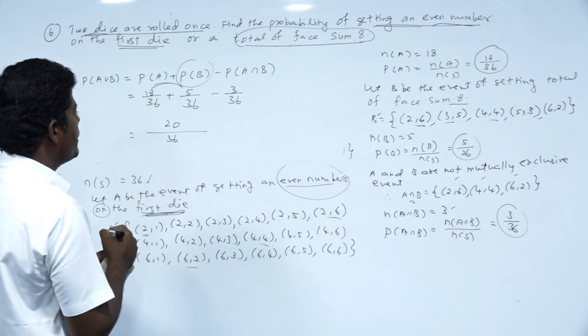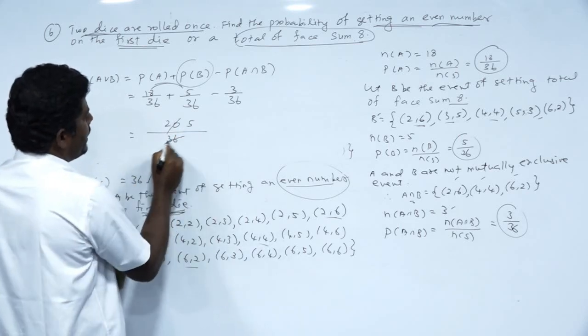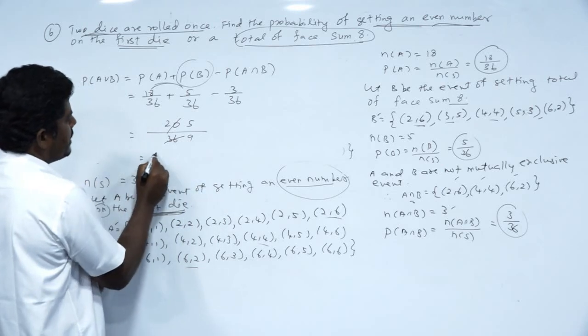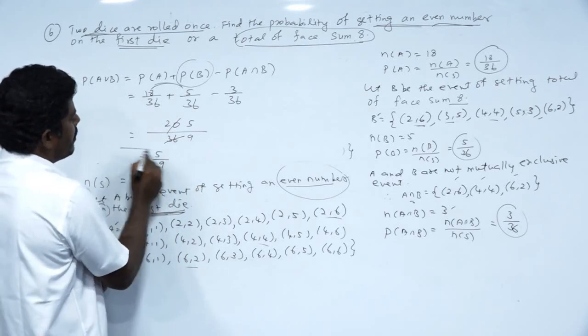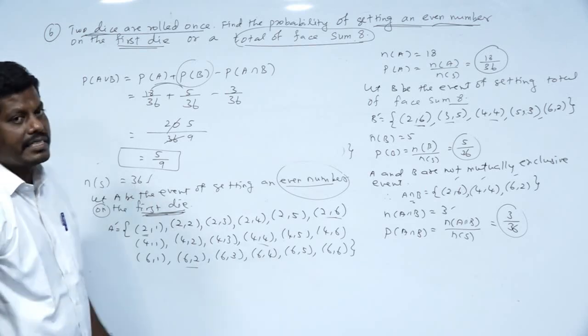Understand? Now you can simplify this in 4 tables. 5 fours are 20. 9 fours are 36. So our answer is 5 divided by 9. Therefore, the required probability is 5 divided by 9. Understand this, my dear students?